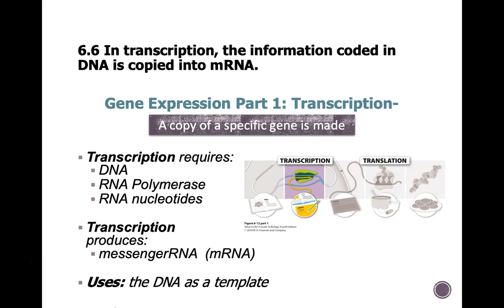Polymer means a chain of molecules. Ase means we have built them. So RNA polymerase is a molecule that is going to build a chain of RNA. To build that chain, we need the components, which are RNA nucleotides. And in the end, we are going to produce a long single-stranded RNA molecule called messenger RNA.